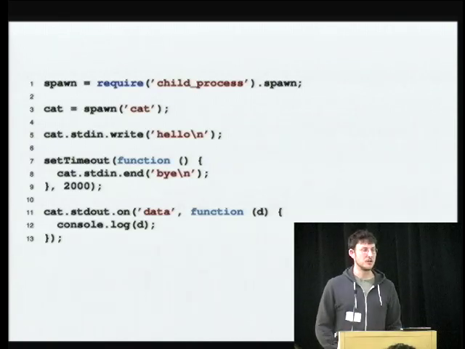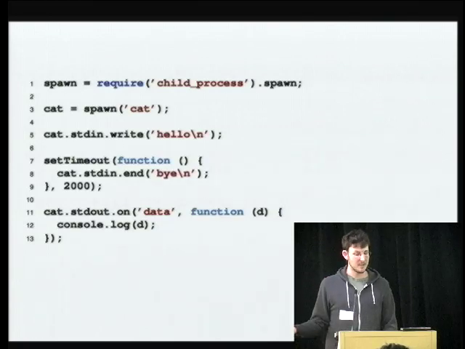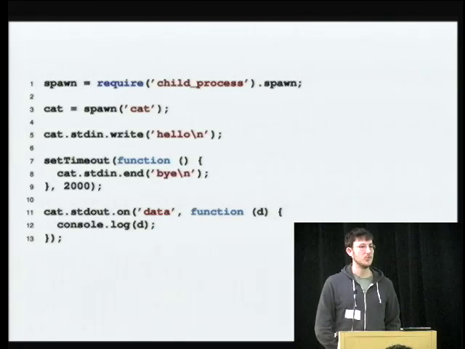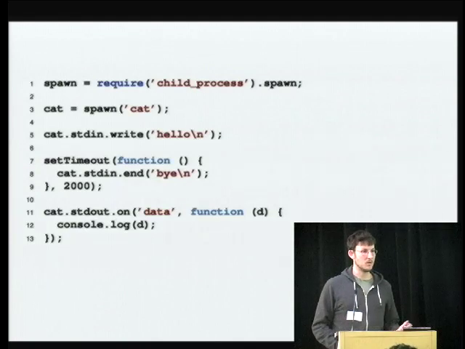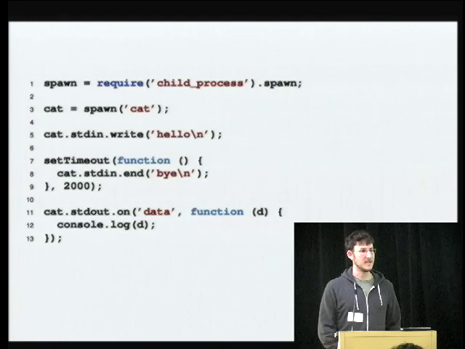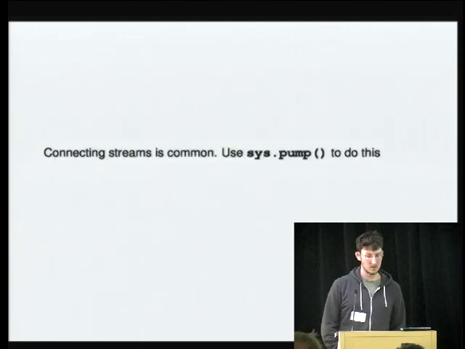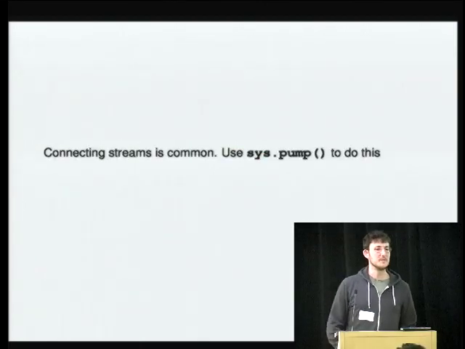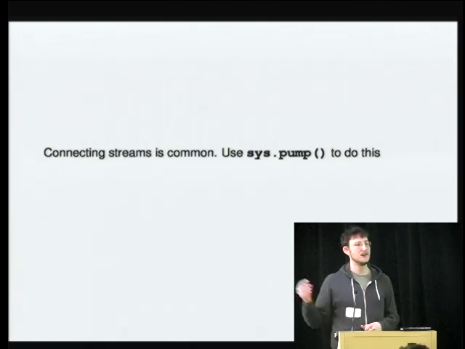And then what we're going to do is listen on cat's standard out, and we'll get data as it comes out of cat, and then we'll just pipe it right into our own standard out. And so what we'll see is hello, 2 seconds, bye. This is cool. This is a nice tool. Maybe you want to tail -f a log file or something. You can just keep streaming this data in. So connecting streams is a fairly common thing that you want to do. You take data from here and you put it out there.